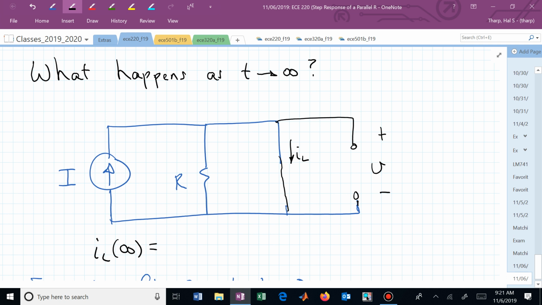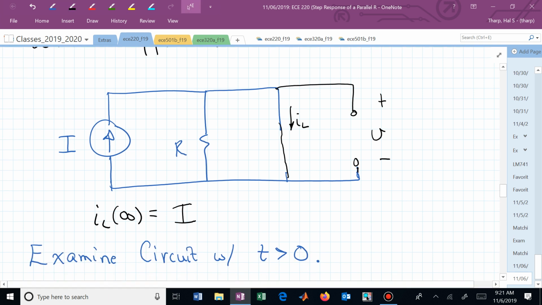If you want, you can do a current divider between R and 0. And what are you going to find? You're going to find all of that current that's coming from the source going through that inductor. Path of least resistance. That current's going through that short-circuited wire, which is the consequence of that inductor seeing a DC source. What's the voltage if we needed it? We have a wire. What's the voltage dropped across a wire? 0.